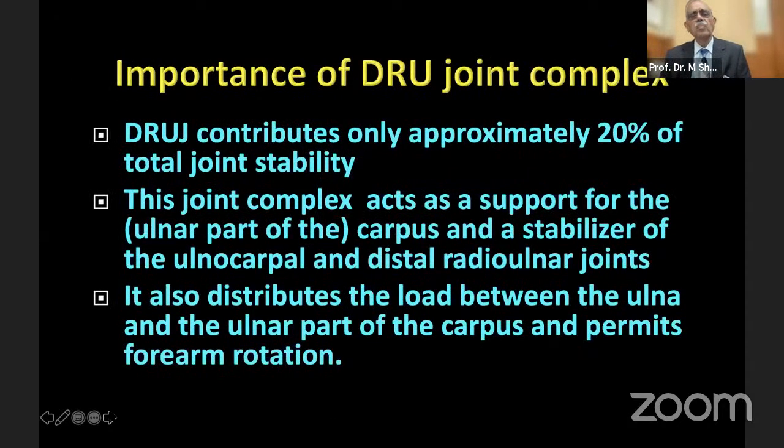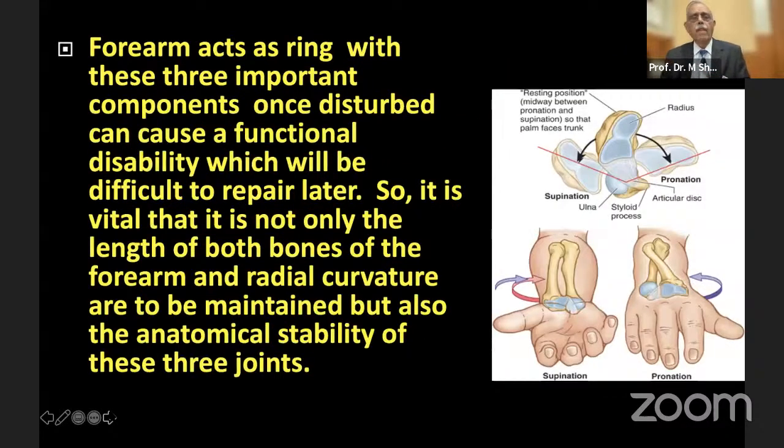What's the importance of the distal radioulnar joint in these complex injuries? It contributes only approximately 20% of the total joint stability. This joint complex acts as a support for the carpus and a stabilizer of the ulnocarpal and distal radioulnar joints. It also contributes to the load transfer between the ulna and the ulnar part of the carpus and permits forearm rotation.